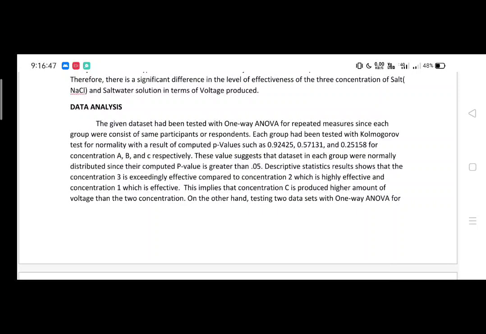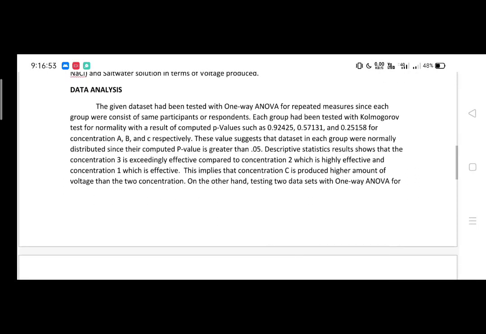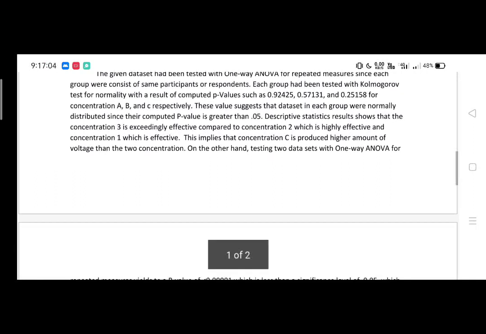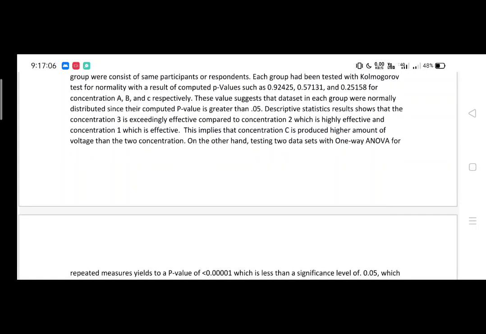Descriptive statistics results show that concentration 3 is exceedingly effective compared to concentration 2, which is highly effective, and concentration 1, which is effective. This implies that concentration C produced a higher amount of voltage than the two other concentrations.